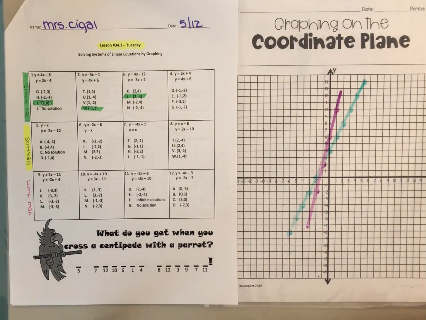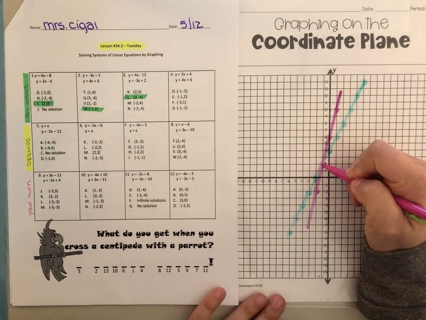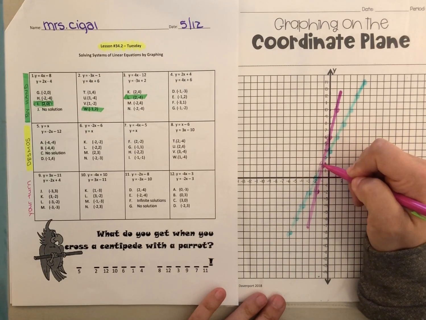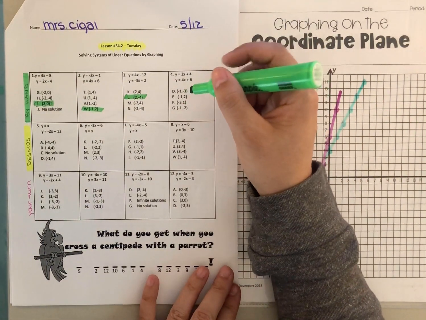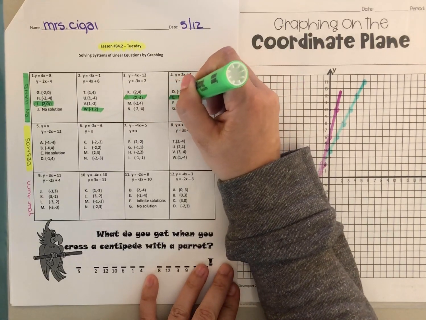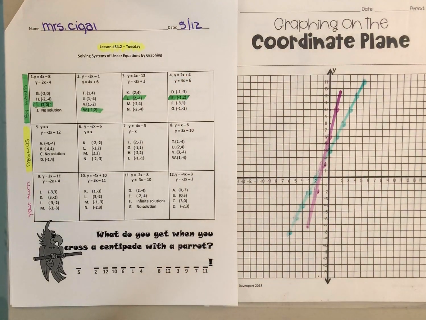Got a little smudged, but we can still see that intersection. It's right here. So this ordered pair would be at -1 and +2. So I'm looking for an ordered pair on my answer sheet that is at -1 and +2. Here we go, E. Okay, so there's the first 4.